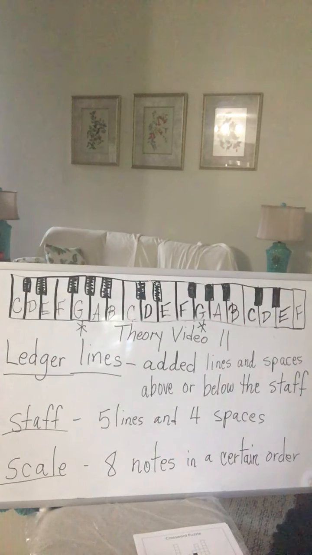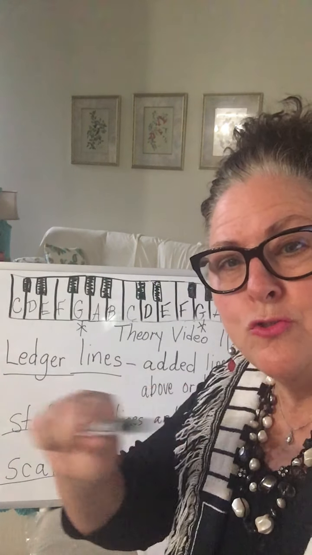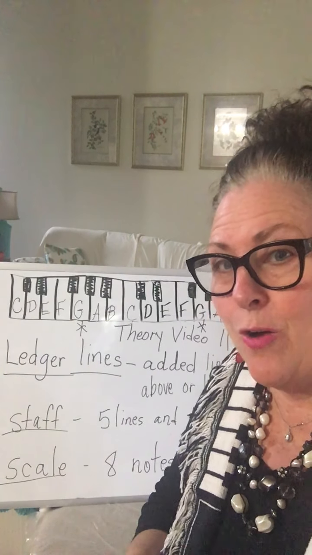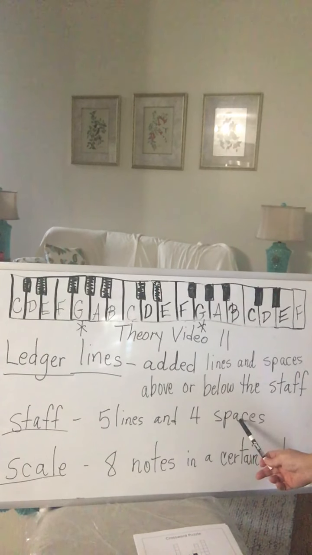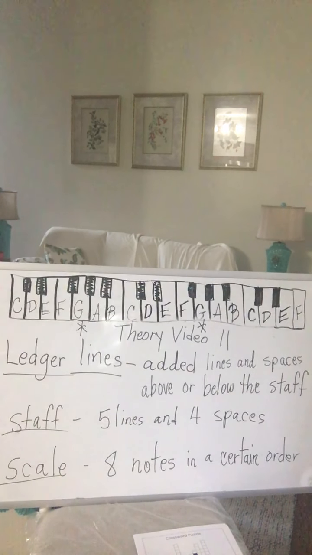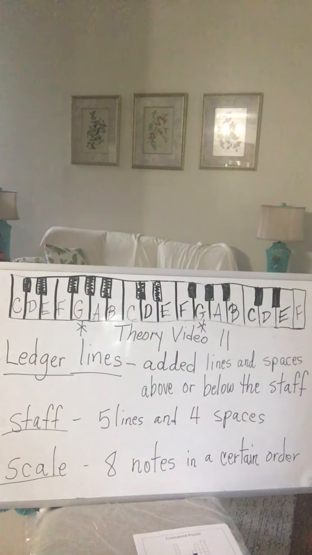Okay, our second word, you hear me say this word quite frequently. It's our staff. And I'm always drawing those 5 lines and 4 spaces, and I always say this is our staff. So 5 lines and 4 spaces make a staff. So write your word staff, S-T-A-F-F, and then write your definition, and it's pretty easy. 5 lines and 4 spaces.